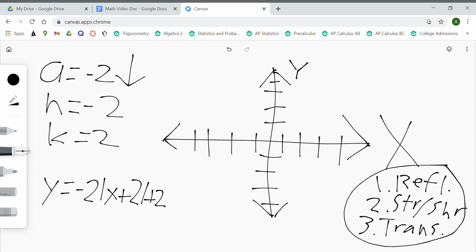Alright, and now we find the translations to find the vertex. So we have h value to be negative 2, so we have to go 2 units to the left. And then our k value is 2, so we go 2 units up. And now we can graph. So remember, we go down 2 right 1. Not my best effort, but whatever.